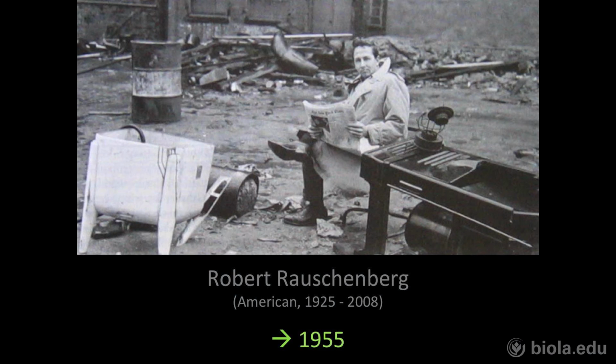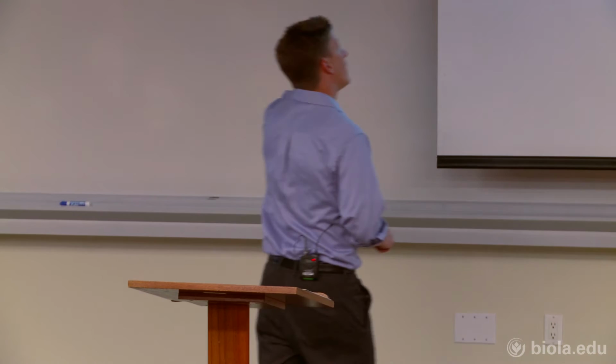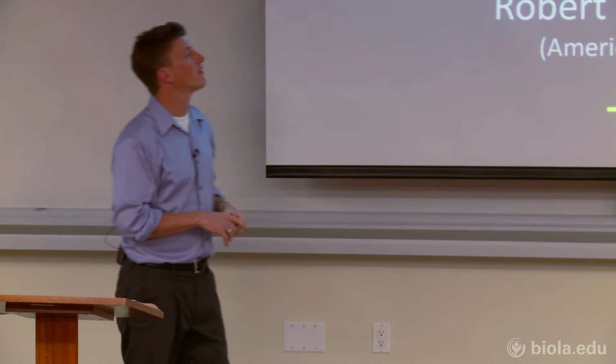And you can date Rauschenberg to 1955. Obviously, he made lots of work for many years after that, but when he first begins to be really important for us in our narrative is 55. So you can locate him there and then work away from there. And as you look at this image of Rauschenberg, it's a very telling image.